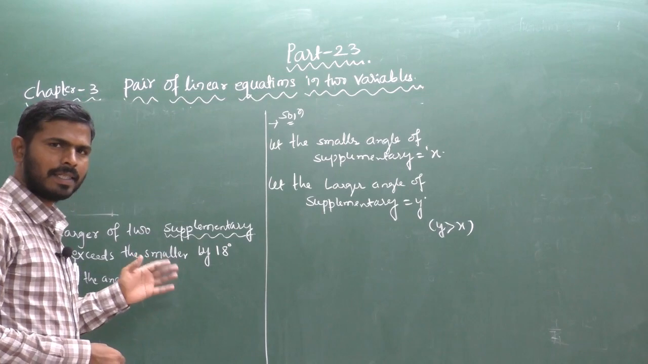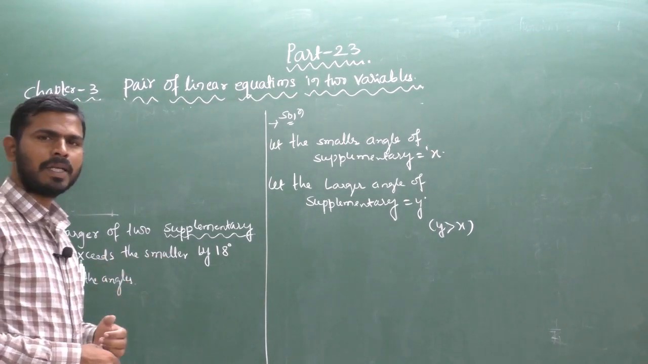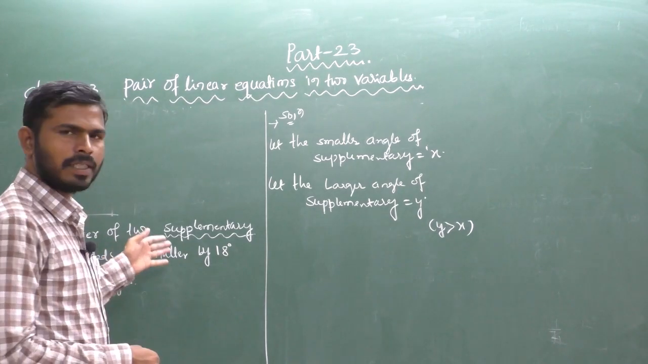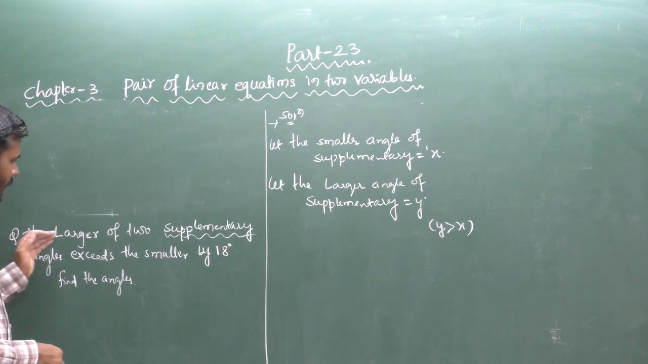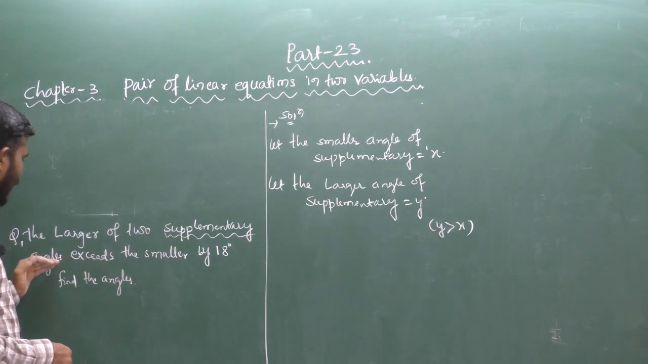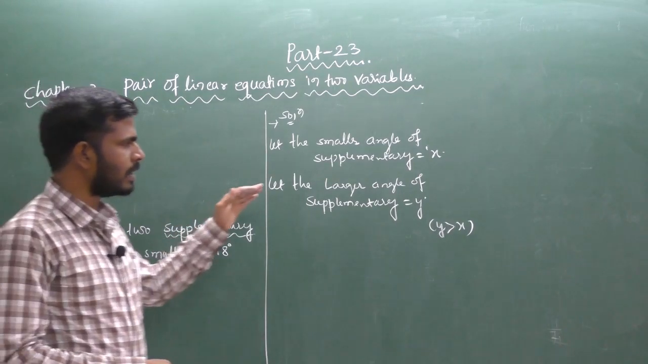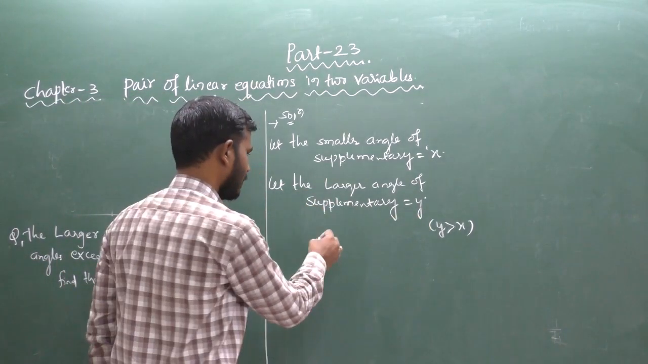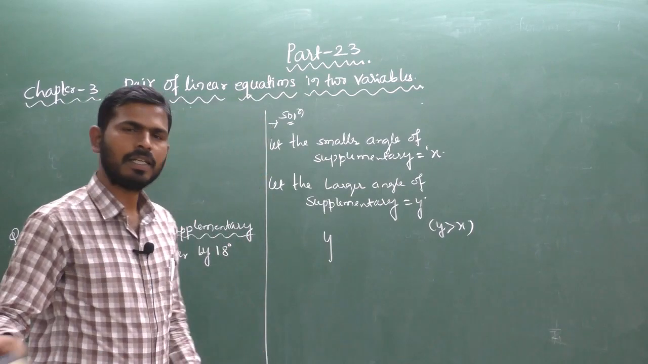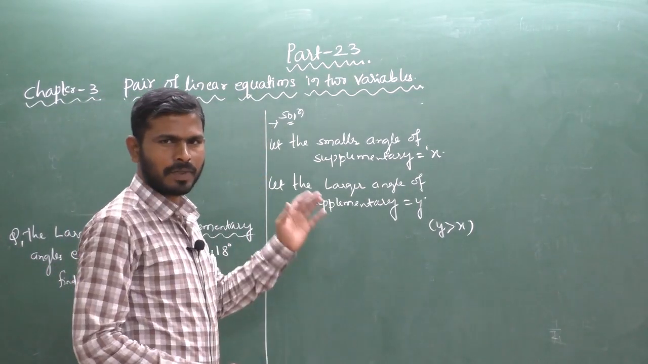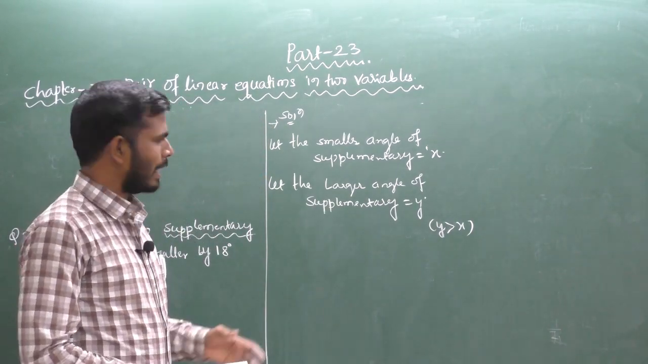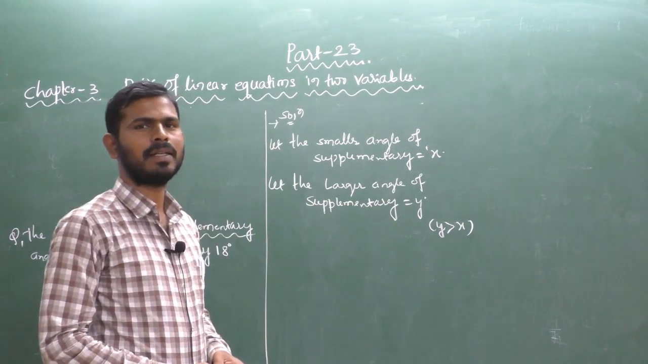Let us see how to construct the pair of linear equations for this problem. First one is: the larger of two supplementary angles exceeds the smaller by 18 degrees. Which is the larger here? y is the larger. According to the first condition you have to write systematically.